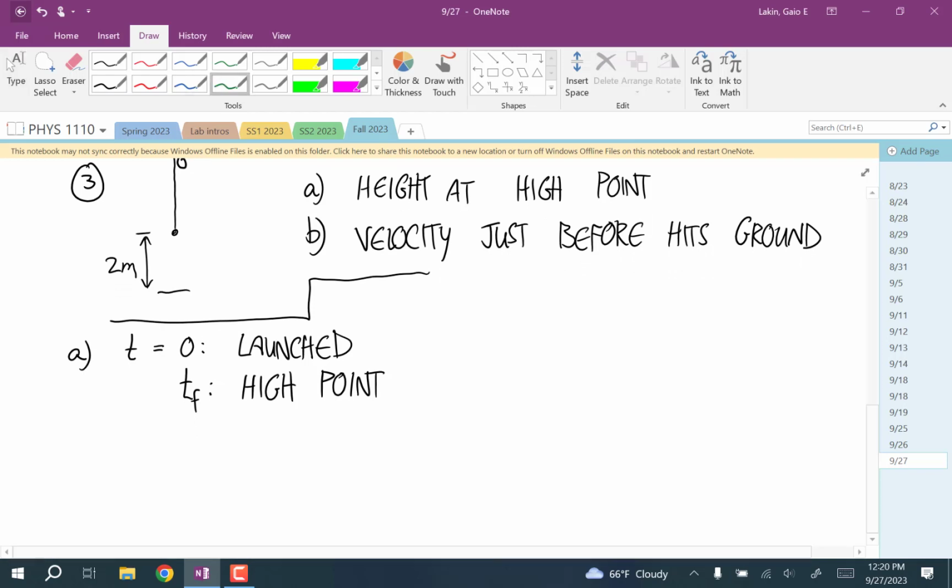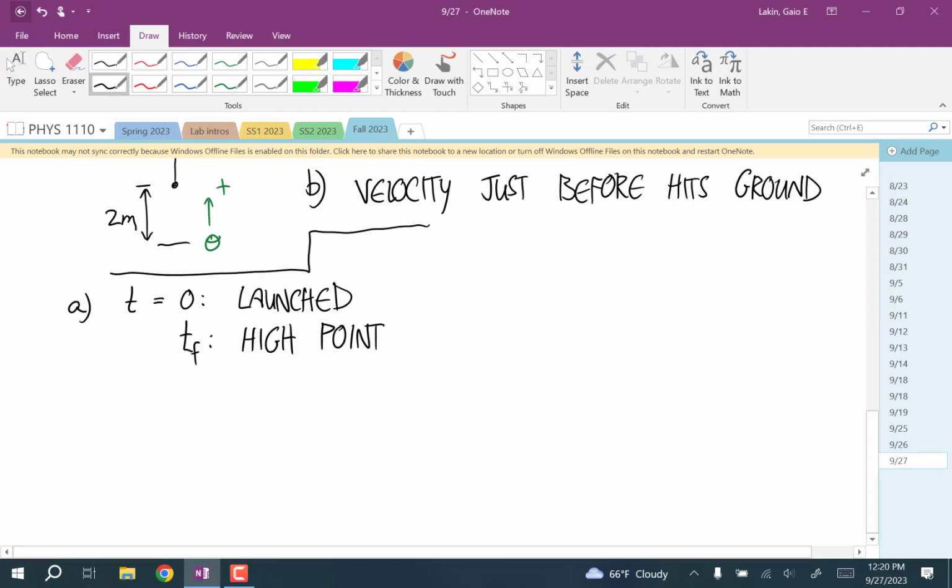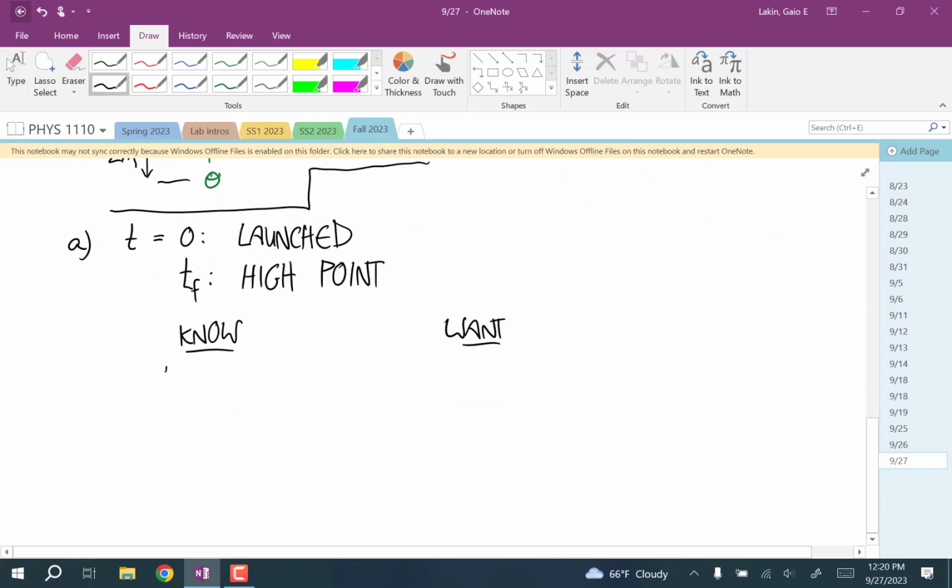Our 0 position, I'm going to choose at the ground, and I'm going to choose the positive direction up. We don't know how long it takes, so we don't know time final. We know the acceleration is negative 9.81. We know the initial position is 2 meters. We're trying to find the final position.